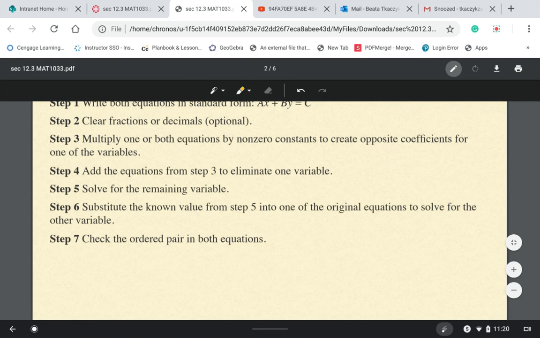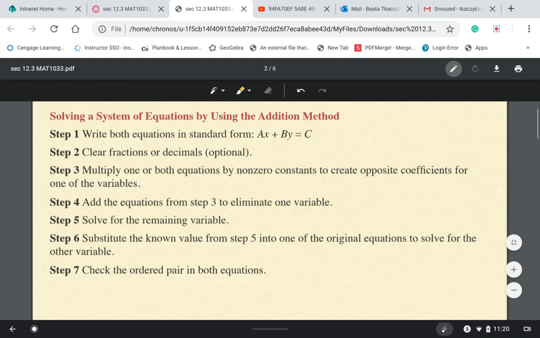When we eliminate one of the variables, you will end up with an equation which only has one variable, and we know how to solve those types of equations. When you solve that equation, you will end up with the value of one variable, like y equals 5. Then in step 6, you substitute the known value from step 5 into one of the original equations to solve for the other variable. And step 7, check if the solution, which is the ordered pair, works for both equations. So those are all the steps.